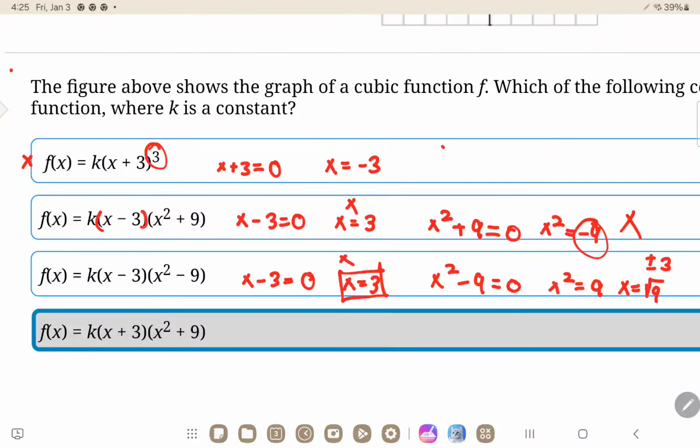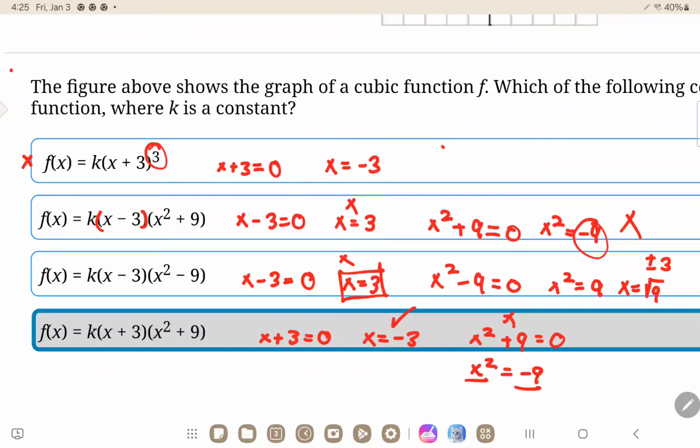So let's see the last condition. So x plus 3 equals 0, so x equals -3. That fulfills our first condition because it's raised to the power of 1. Now our second one, x squared plus 9 equals 0. So x squared equals -9, and we cannot have anything squared equal to a negative number, meaning this is not a real root.